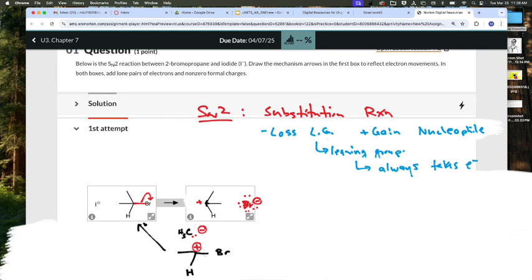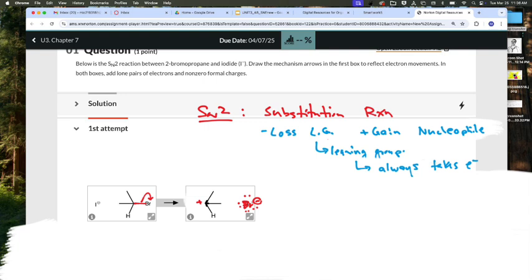Kind of, sort of? So cool. If we go back to the question, it just said we need to draw arrows. So I draw that arrow. Ta-da! Bromine's left. I've done an SN2. No. The SN2 required two things: the loss of the leaving group and the gain of the nucleophile.